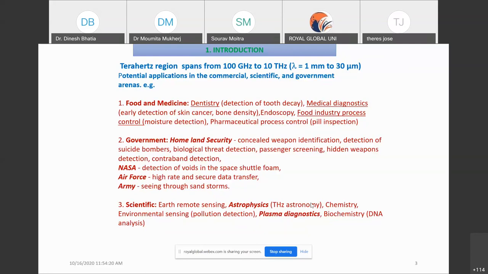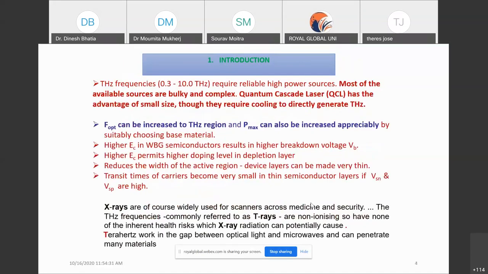From the government and homeland security sector, why is defense particularly concentrating on this zone? Because of concealed weapon identification, detection of suicide bombers, and passenger screening. So starting from astrophysics to plasma diagnostics to biochemistry, everywhere it has immense application possibilities. But in spite of its good application possibilities in various domains, the application is still very limited.